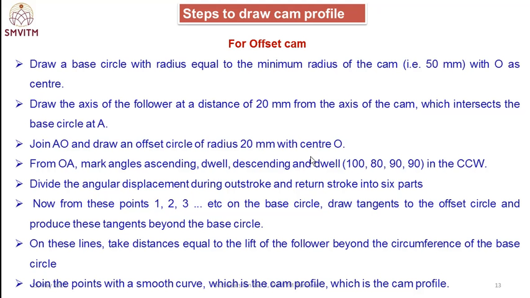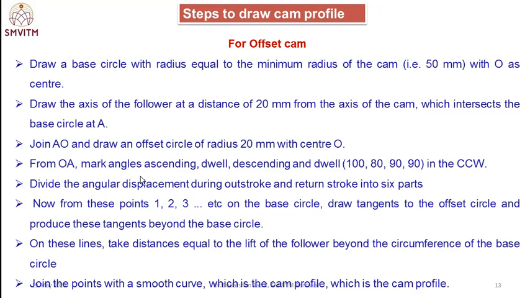So let's summarize the steps to draw the cam profile for the offset cam. First construct the displacement diagram, then draw the base circle with radius equal to the minimum radius of the cam, with O as center. Draw the axis of the follower at a distance equal to the offset of the cam, which intersects the base circle at A. Join AO and draw the offset circle of the given radius with center O.